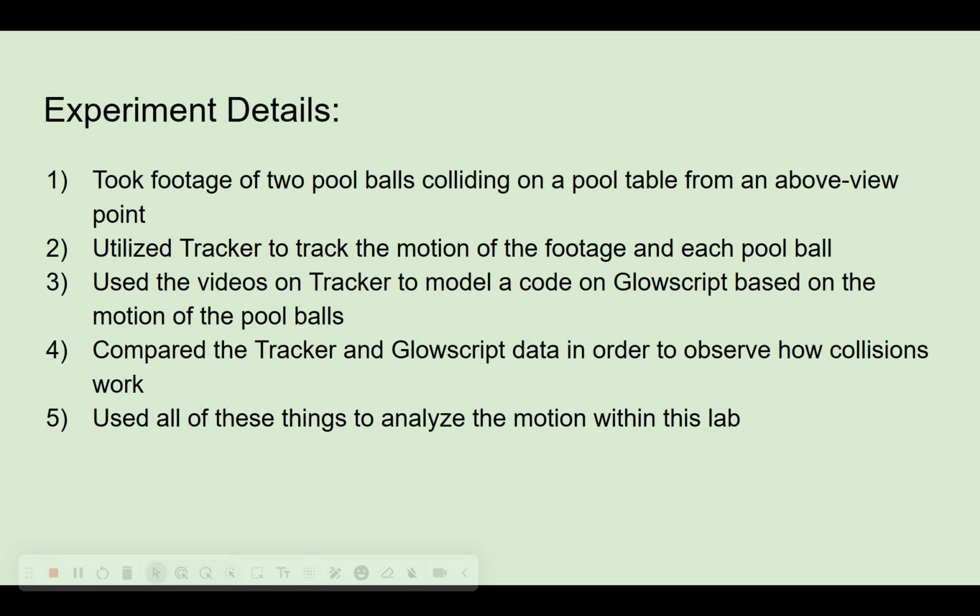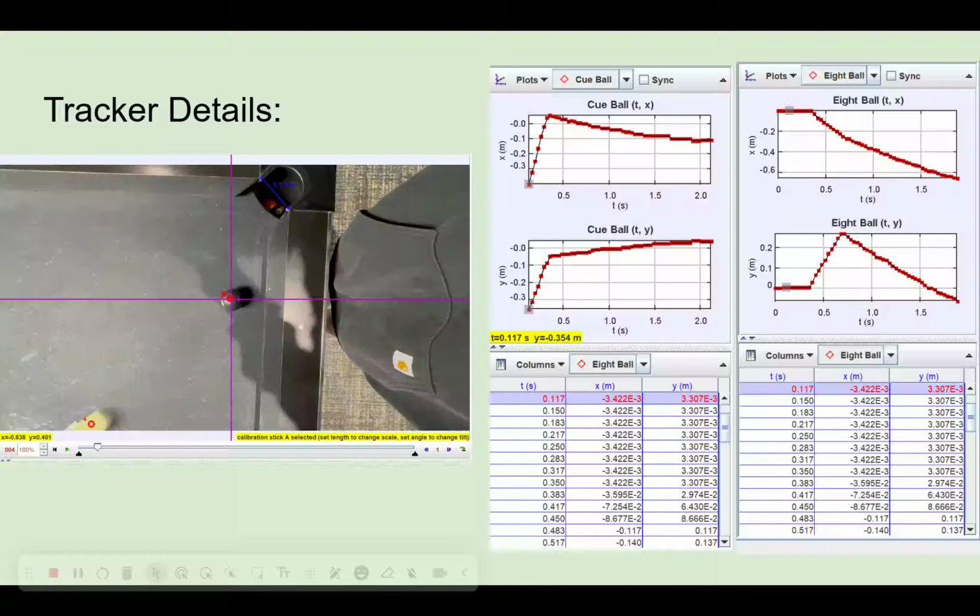The experiment details: we took footage of two pool balls colliding on the pool table to show an above view point. We utilized Tracker to track the motion of each pool ball in the footage, and then used the videos on Tracker to model code in GlowScript based on the motion of the pool balls. We compared the Tracker and GlowScript data in order to observe how collisions work and to analyze the motion within this lab. This shows the Tracker footage and data. I plotted point by point both the Q ball and 8 ball to determine the velocity and the change in velocity, including the speed and direction of both balls. So here's a picture of us taking our video, and then pictures of Tracker analyzing.